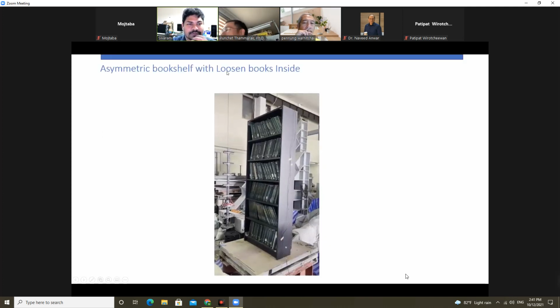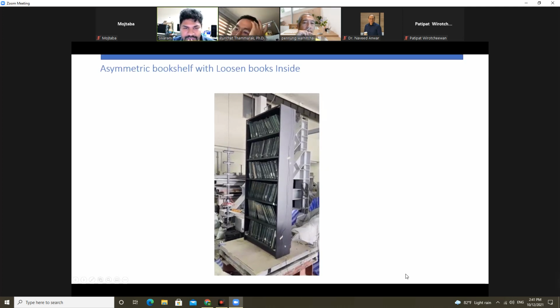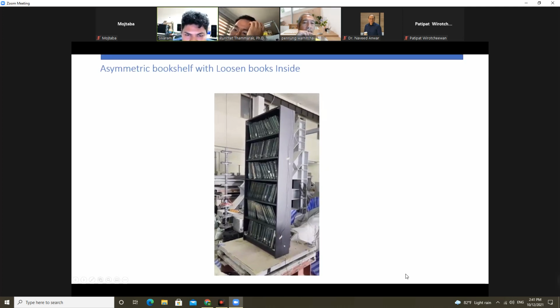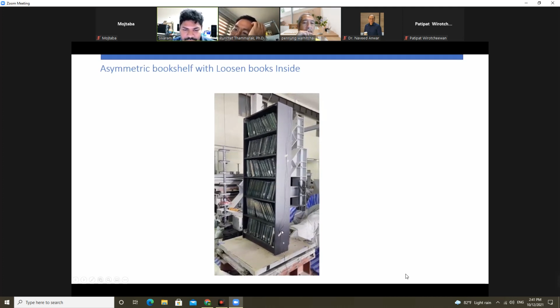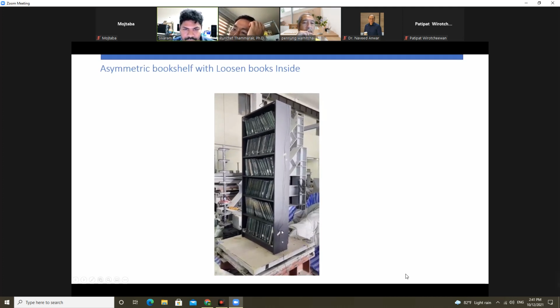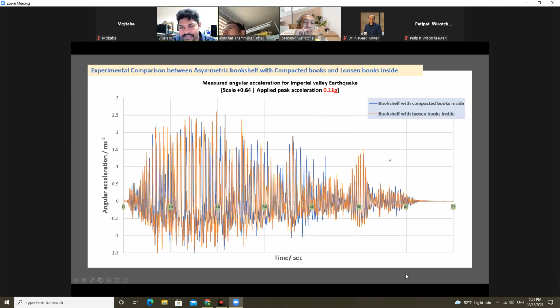This one is an asymmetric bookshelf with loosened books inside. We can see that some relative motion is there between the books and the bookshelf. So we compare the compacted books inside and the loosened books inside. We apply the same ground acceleration for both cases and compare the results.